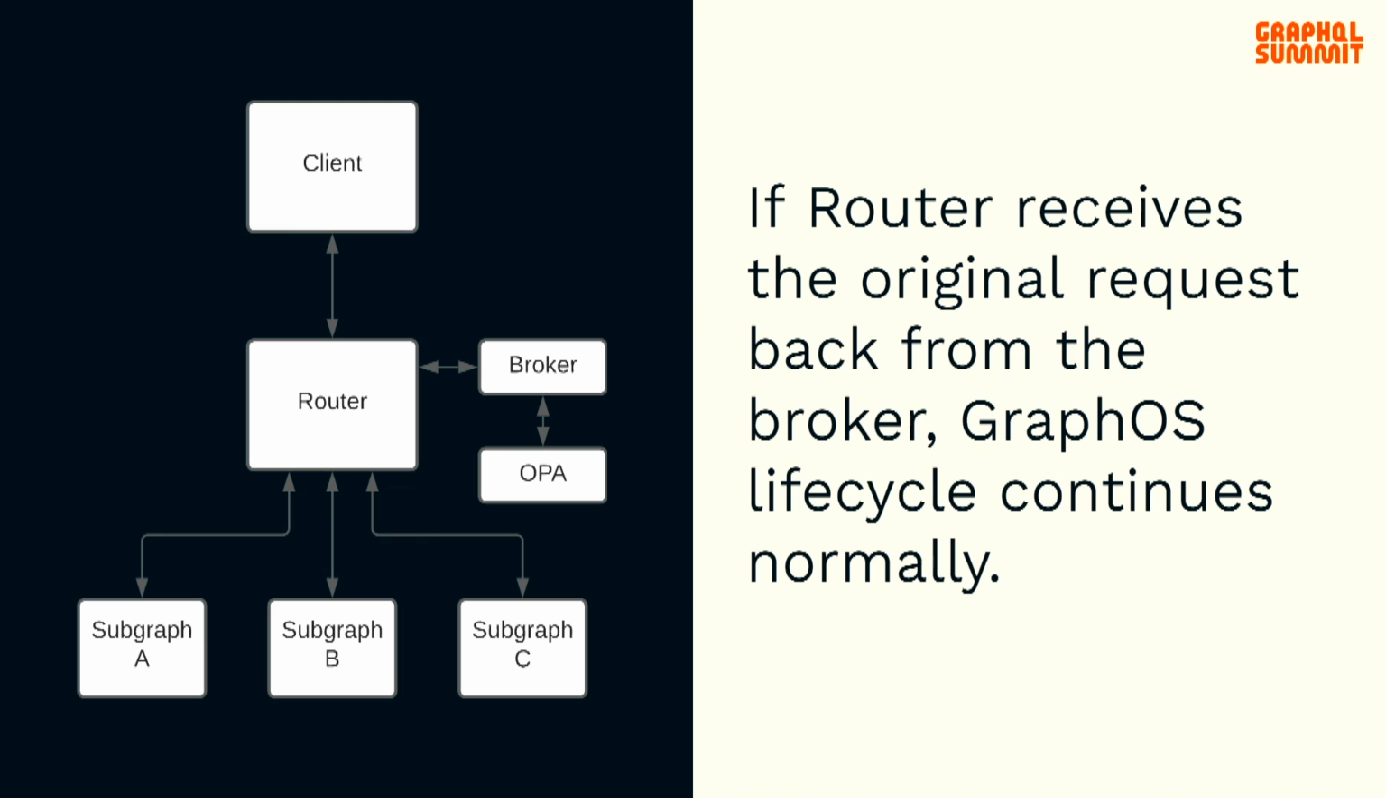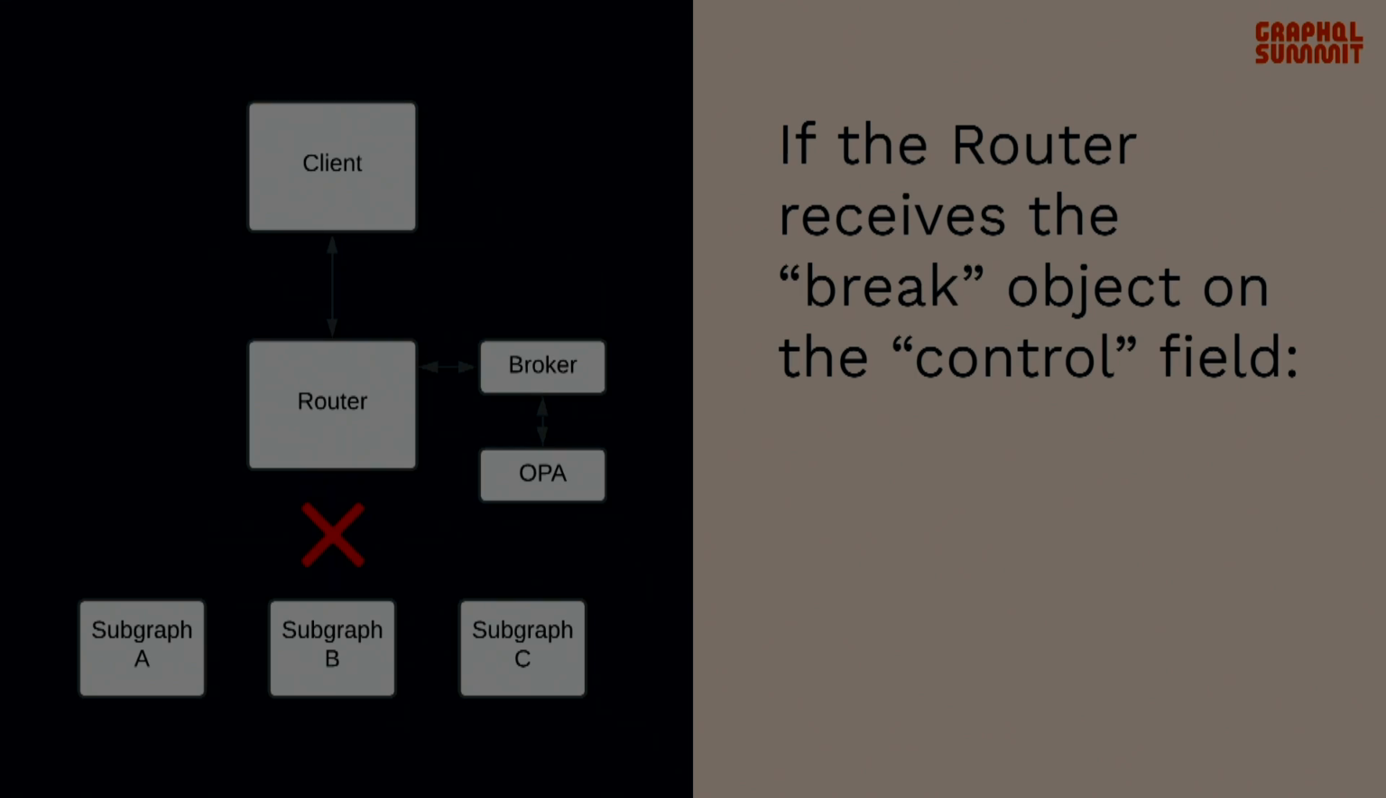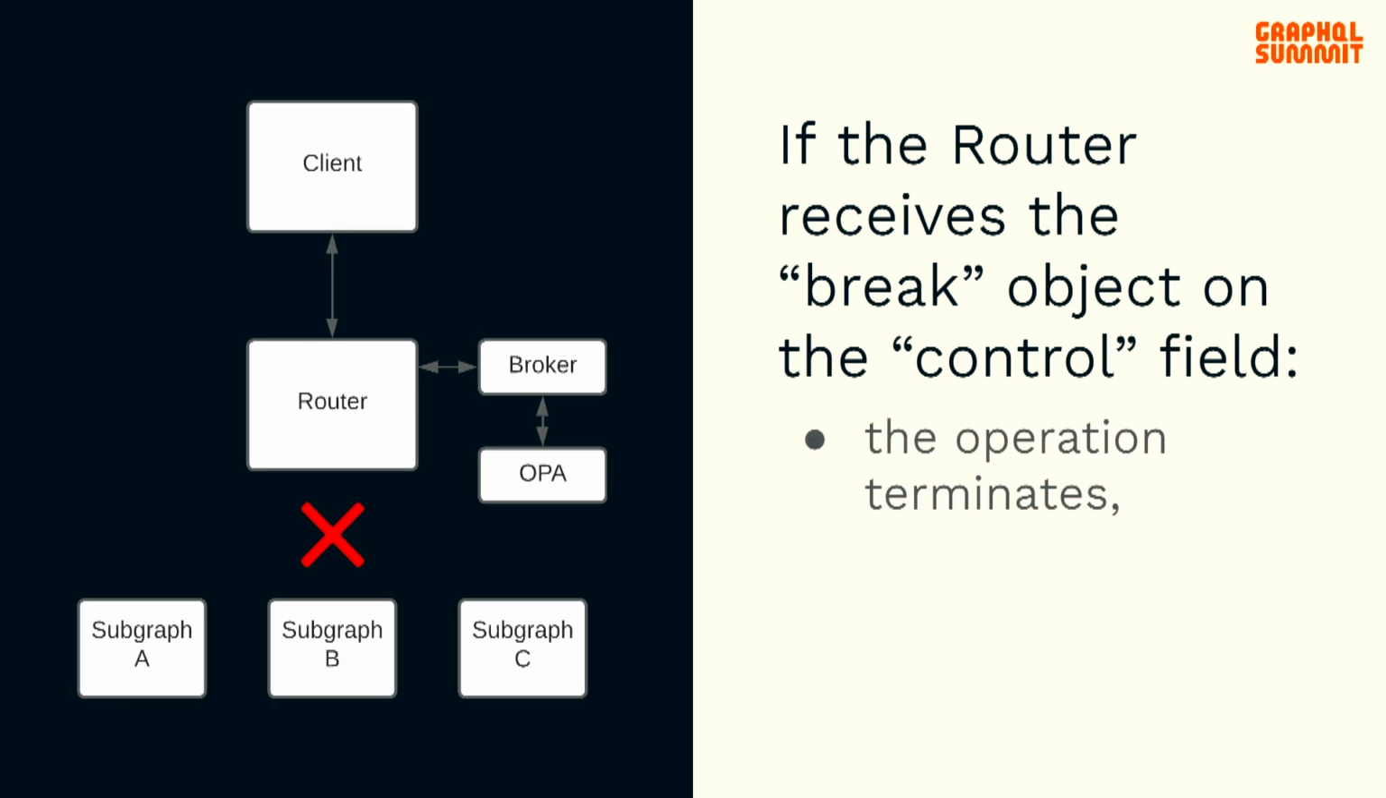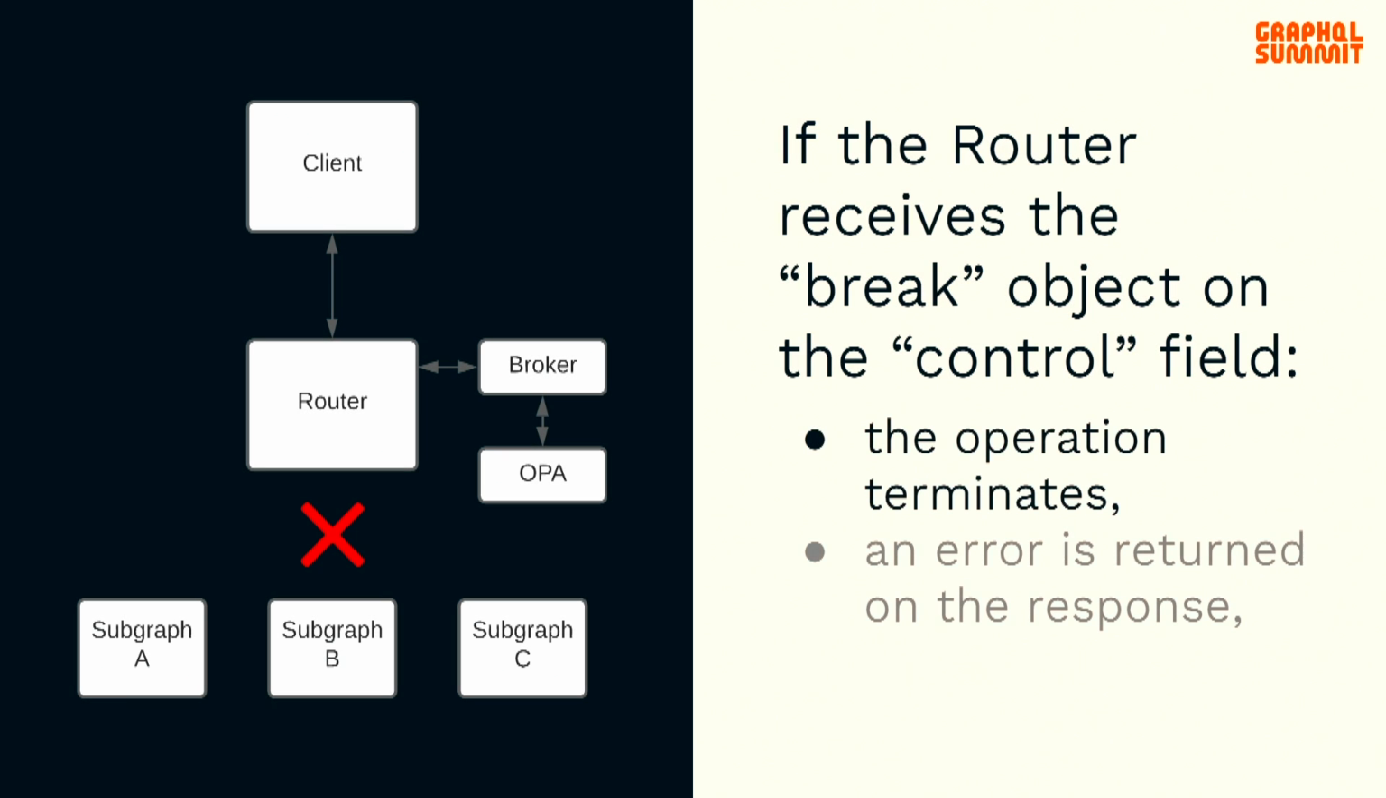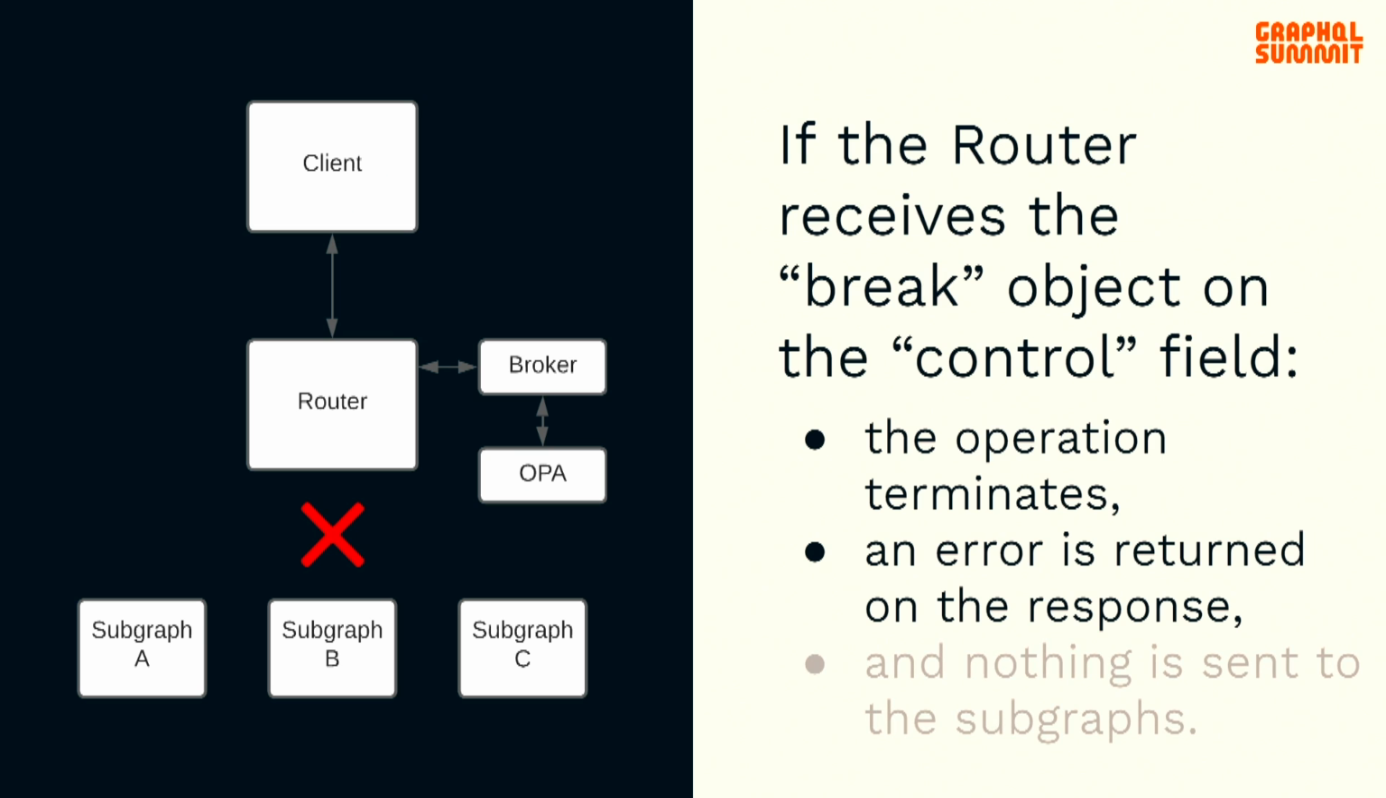So again, if OPA allows, the lifecycle proceeds normally, the original operation is processed according to the query plan and returned to the client. But if the router receives that break object, 401 in our case is what we put on it, and it doesn't have the continue on the control, it has the break, then the operation terminates immediately. Nothing goes to the subgraphs. Your query plan saves some time by just immediately denying this not allowed operation, and your subgraphs don't get hit.